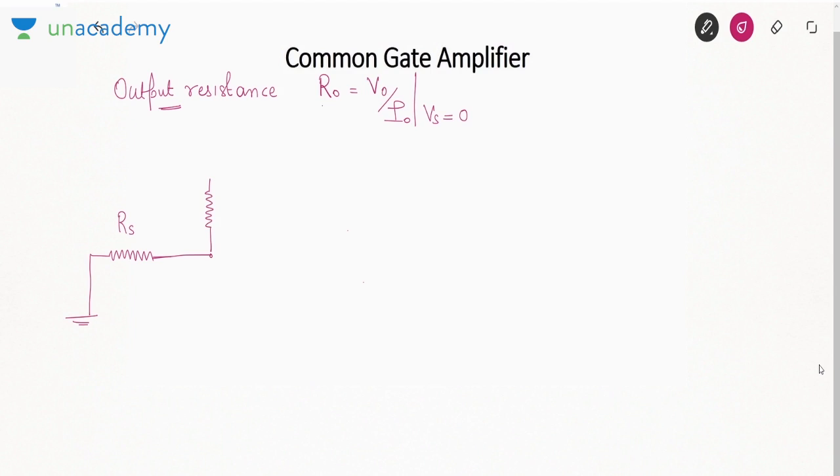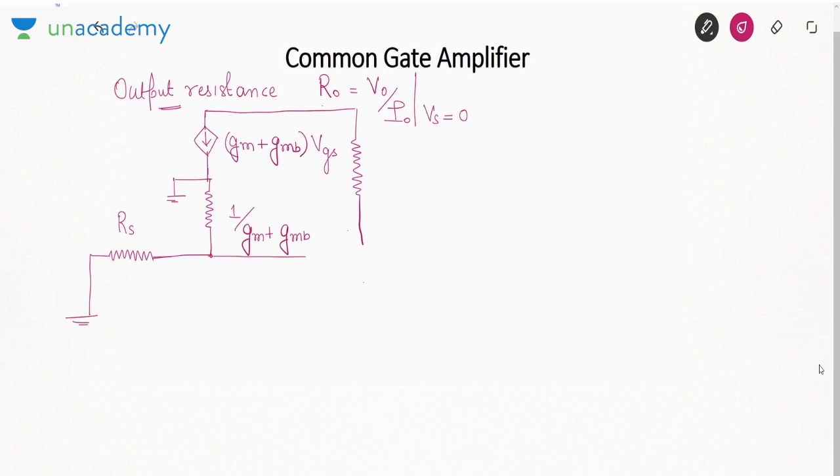We had a resistance 1 by (Gm plus GmB). The gate was grounded. Then we have a current source (Gm plus GmB) into VGS. Between drain and source we had a resistance R0. Now while calculating output resistance we don't take the load resistance RL. So I want V0 over I0.